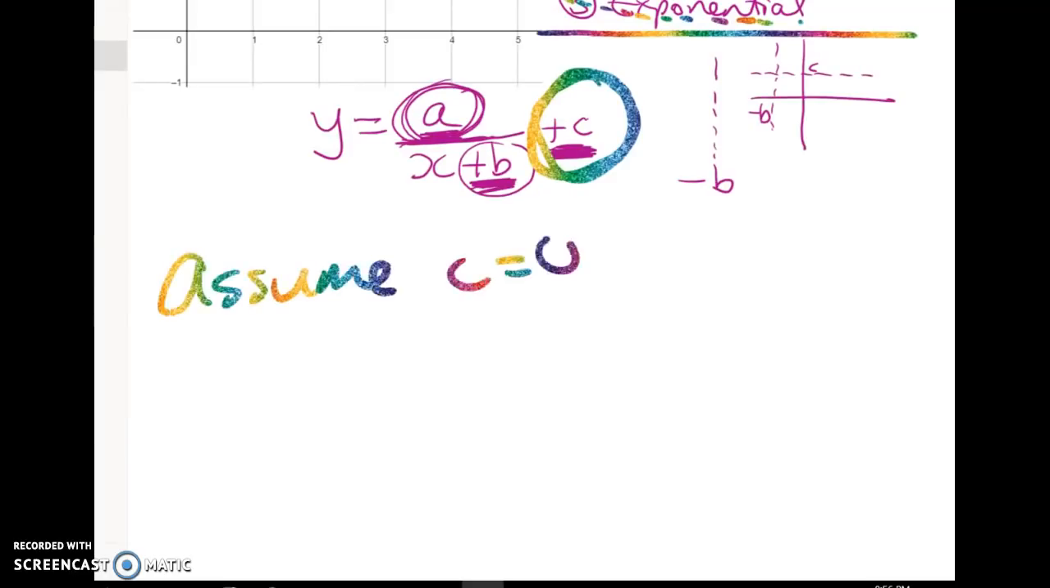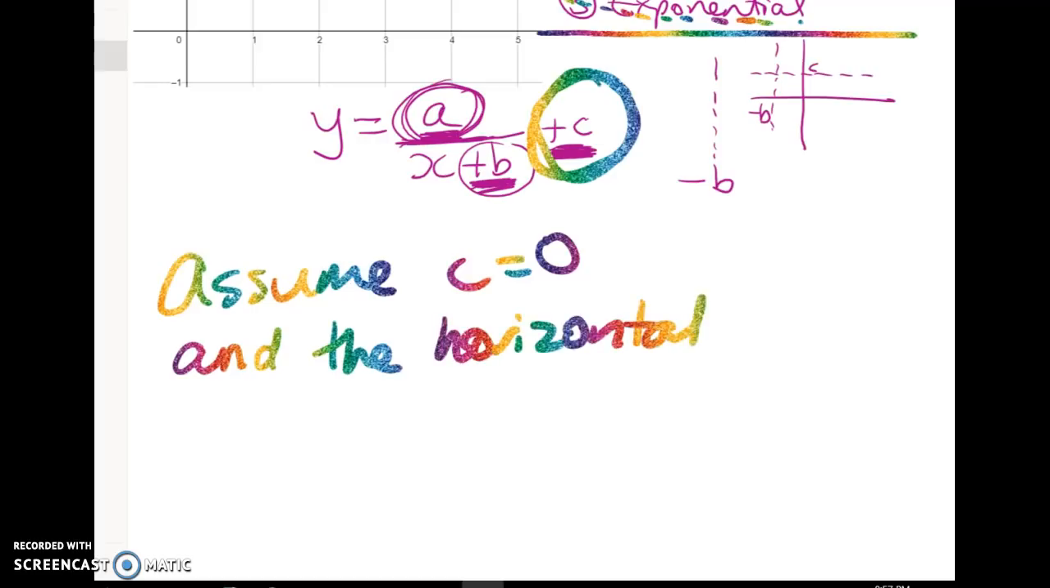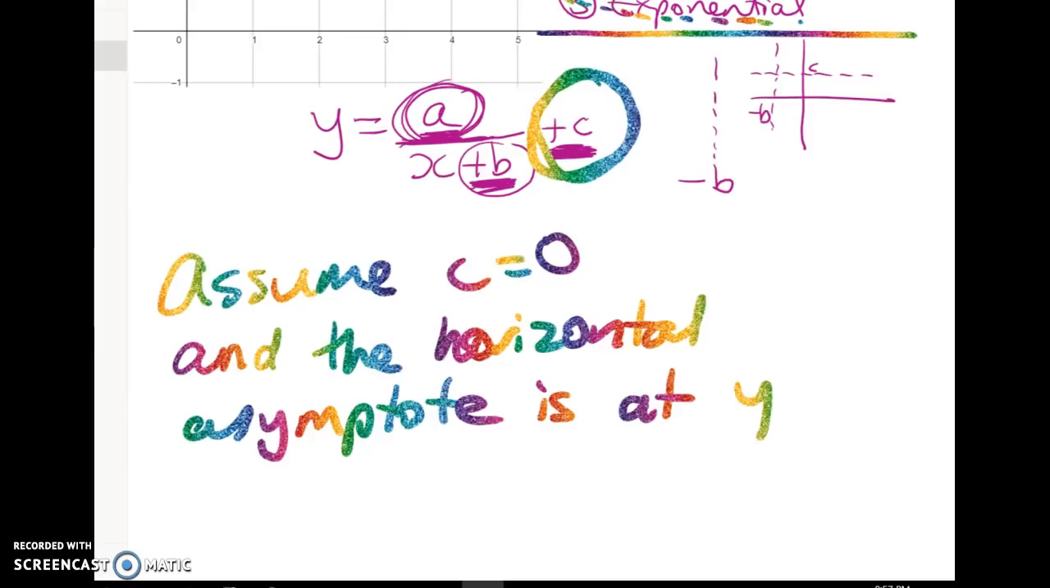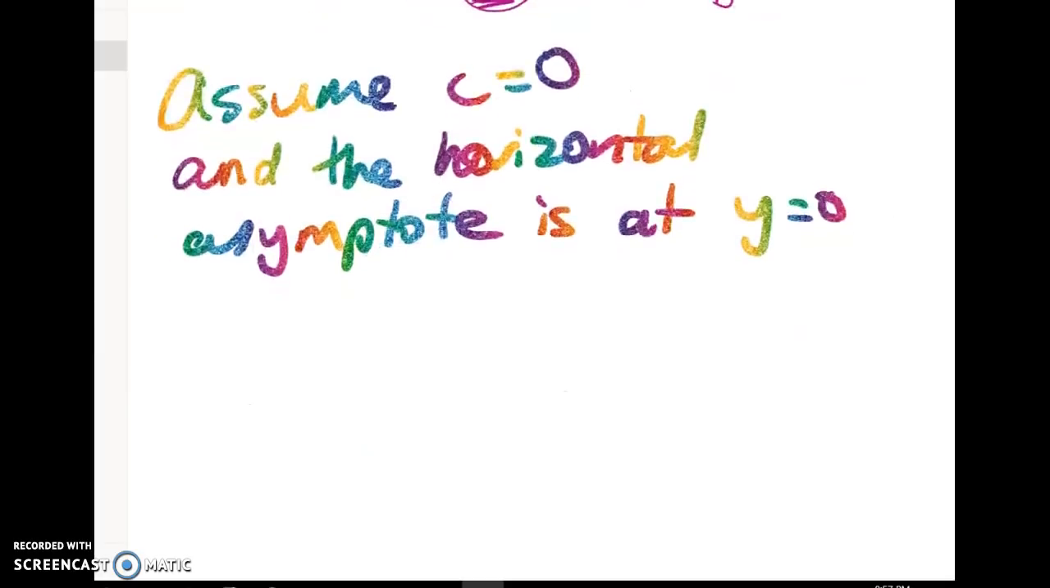So assume C equals 0, which means that the horizontal asymptote is at y equals 0. So what does that mean I'm left with? Well, I've got y is equal to A over x plus B.